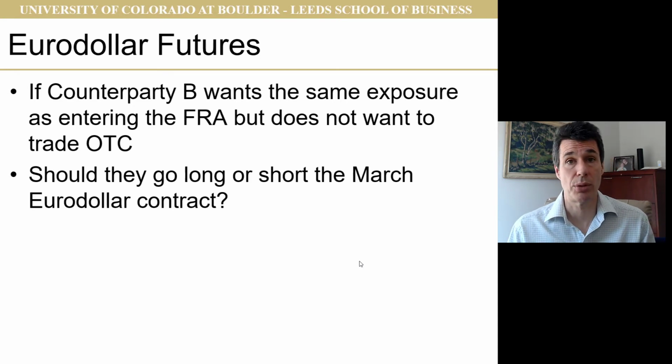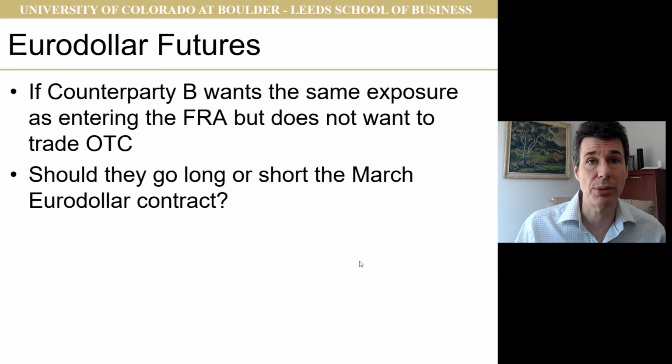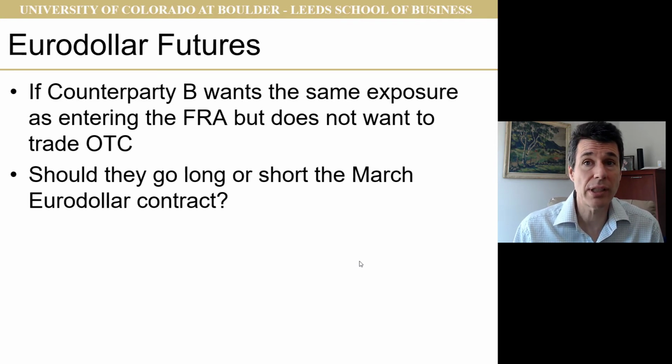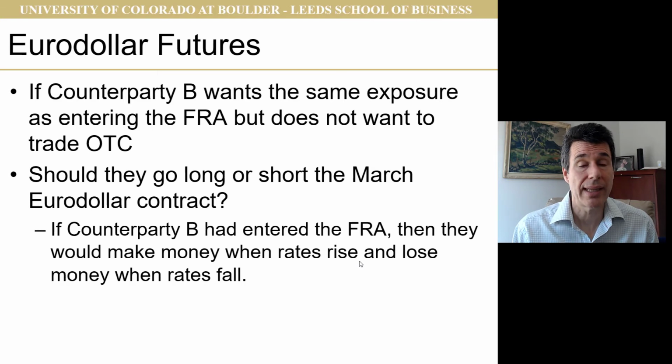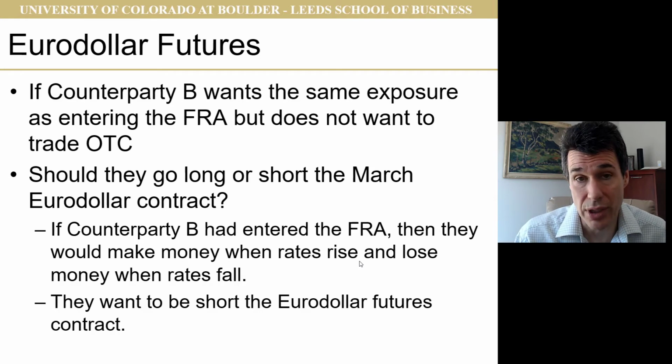Let's think about their exposure. Right now, the fair rate's 3.29, and if nothing happens in the market, you would expect, give or take, that the rate at the beginning of the FRA is going to be about 3.29%. If the rate is higher, then counterparty B is going to have to pay more to borrow. So if counterparty B had entered the FRA, they make money when rates rise and they lose money when rates fall. They want the same exposure, so they want to make money when rates rise and lose when it falls, so they want to be short the Eurodollar Futures contract.